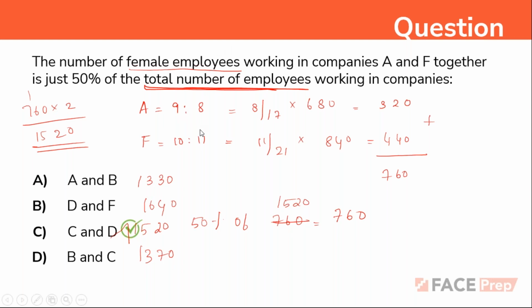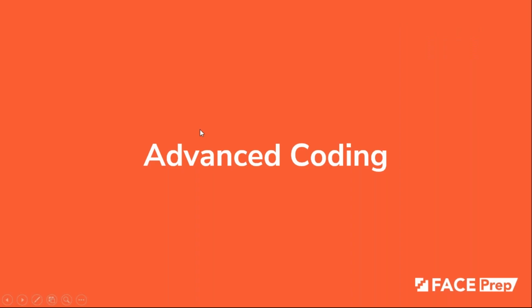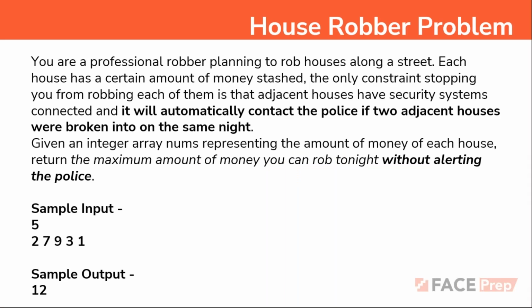Yes. Now we'll move to the coding part, people. That is the next section. House robber problem. You're a professional robber planning to rob houses along a street. Each house has a certain amount of money. The only constraint stopping you from robbing is that I'm not supposed to rob adjacent houses.